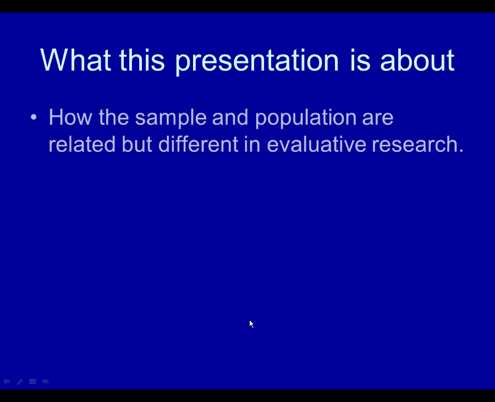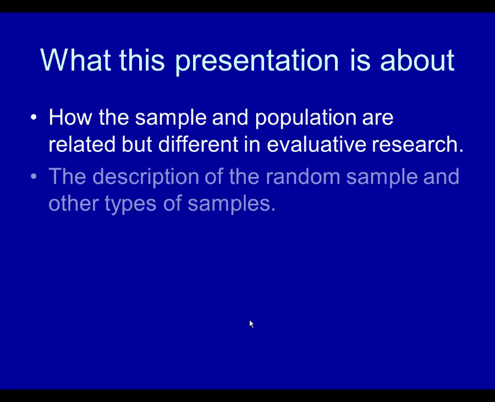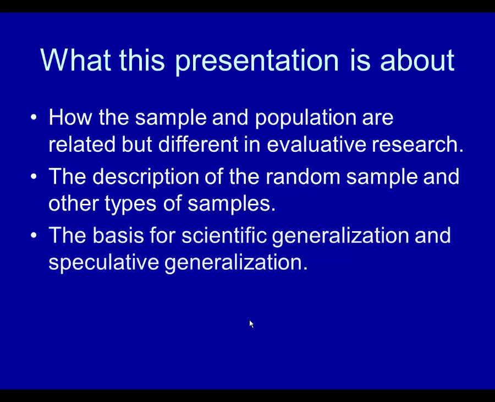This presentation is about how the sample and population are related but different in evaluation research. It's also about the description of the random sample and other types of samples. The basis for scientific generalization and speculative generalization is discussed. I distinguish between those two ways of generalizing your findings from your study to a larger population. To whom would it be, in your mind, relevant on either a scientific basis or a speculative basis?